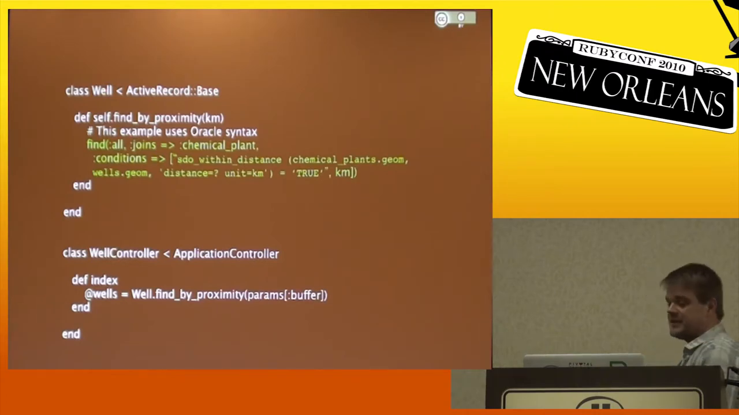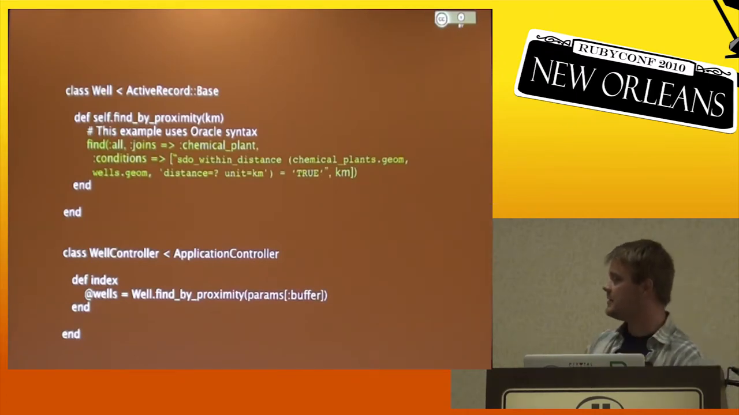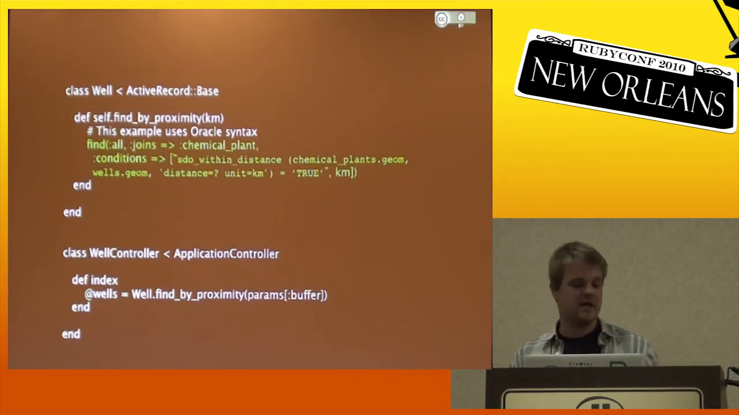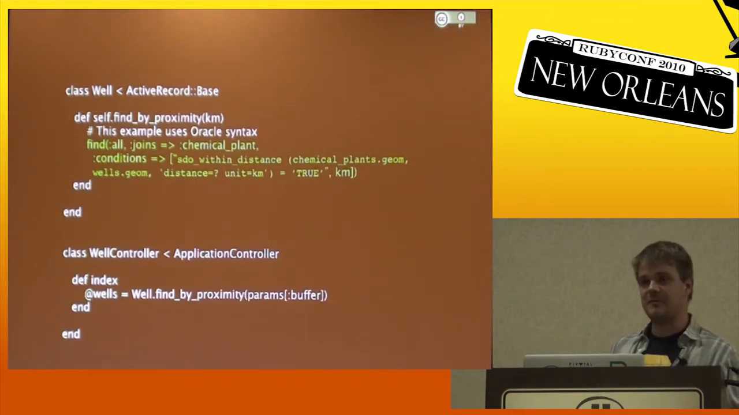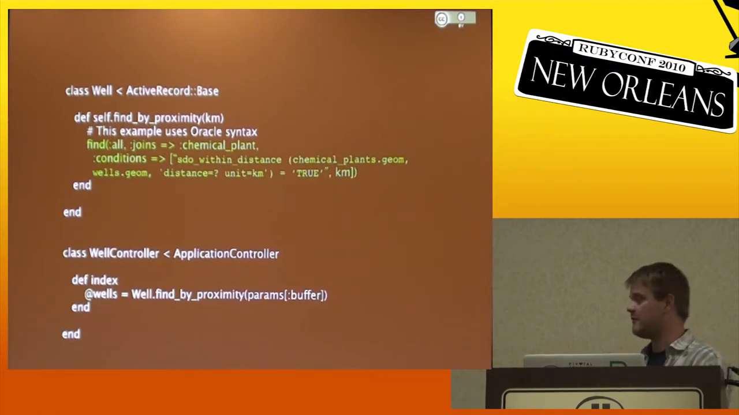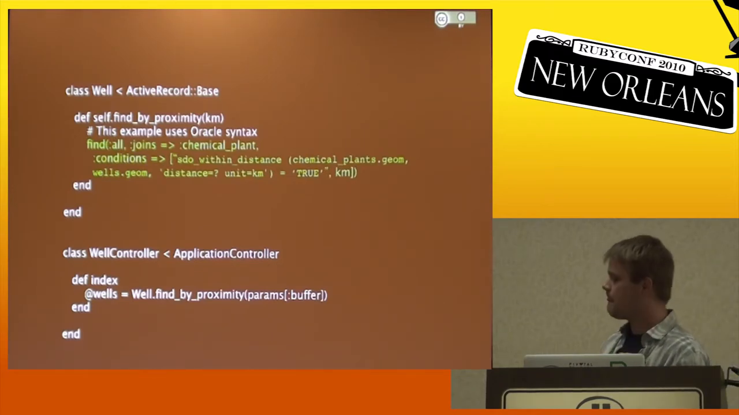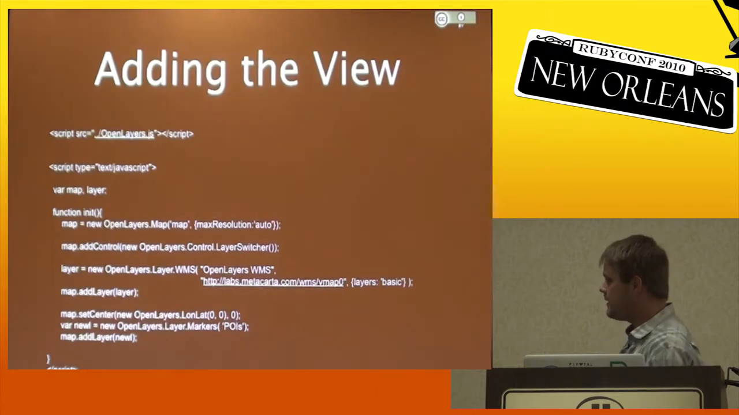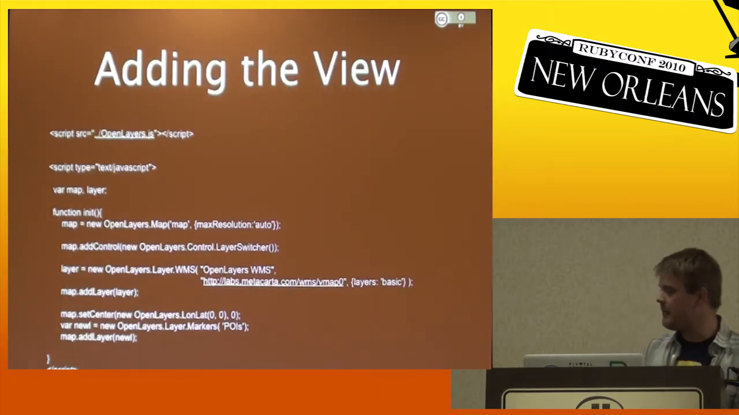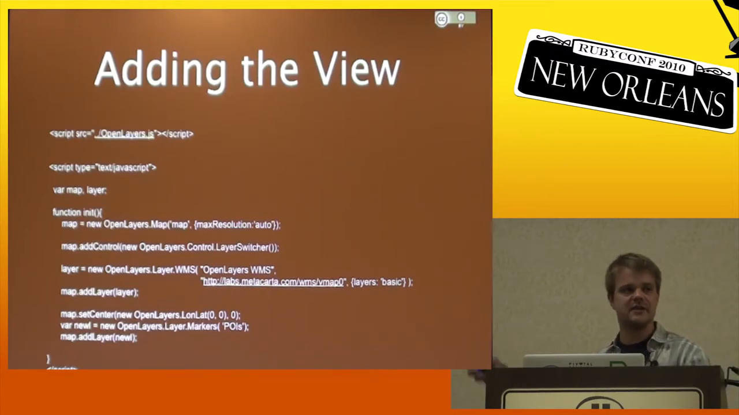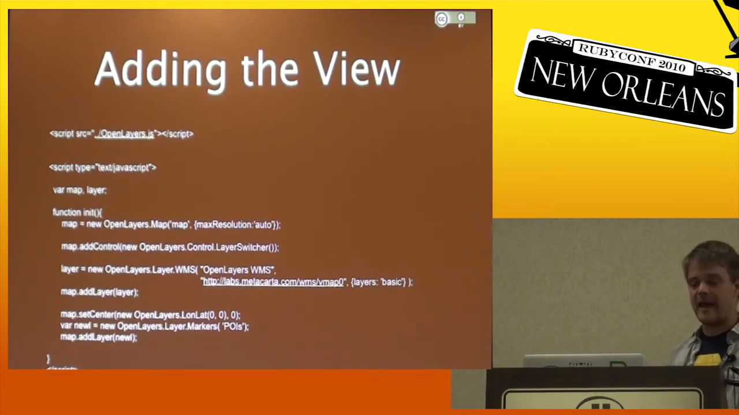You could also do something like this and create a proximity-based finder. You could specify conditions that you can expose up to your model that make your model smart enough to know how far you are from other objects, which is, again, adding rich support in for space as a first order programming concept. And a little bit of JavaScript to make the view happen. OpenLayers is pretty simple. This is not supposed to be instructive, just kind of an example of it's pretty easy to drop a map into your application.